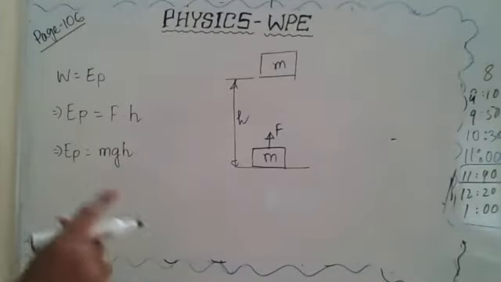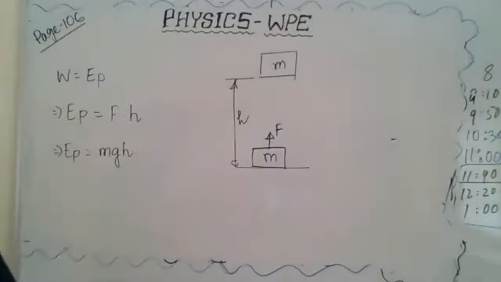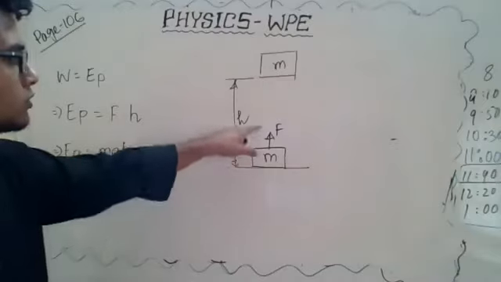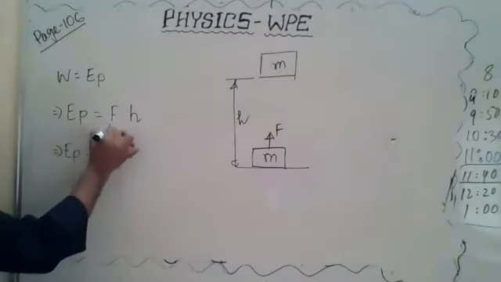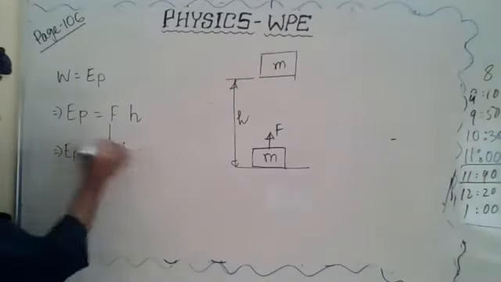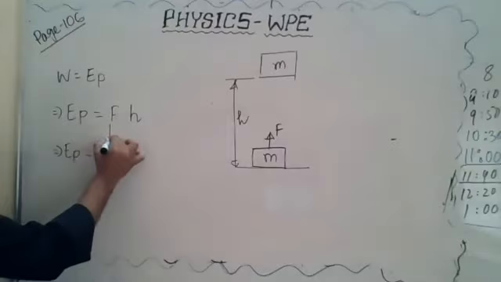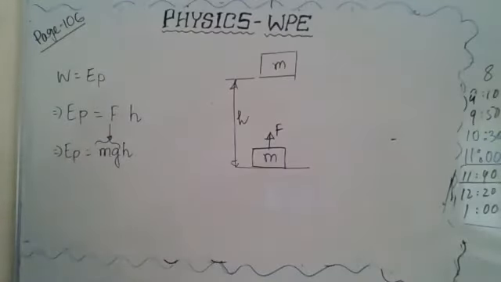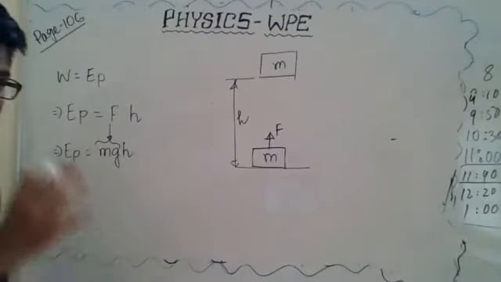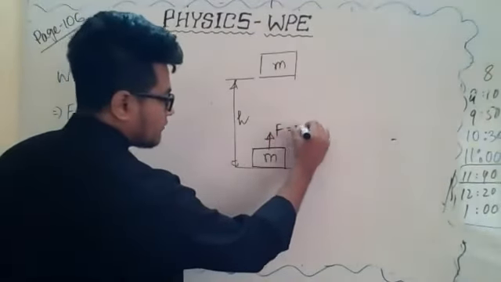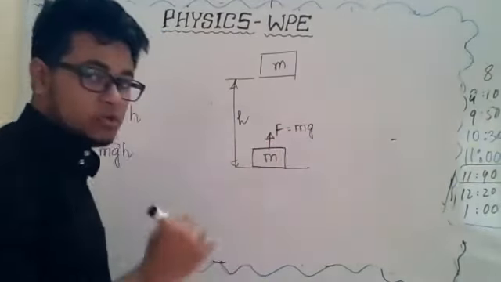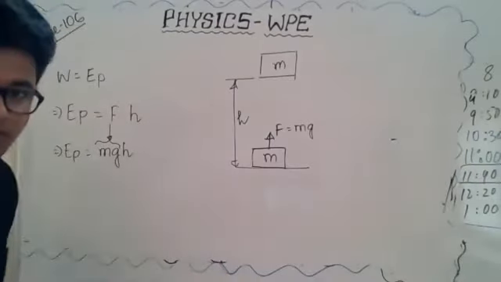So the greater the weight, the greater the force we have to apply. So the force we must apply to lift a body is always equal to its weight. Okay, F will be equal to mg. Remember this one, okay? Whenever you are lifting an object, I'm saying this again and again, you have to apply a force on the object equal to the weight of that body.